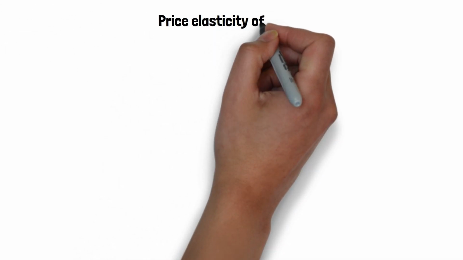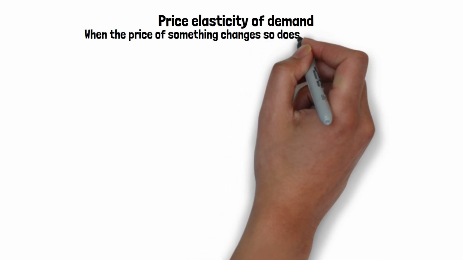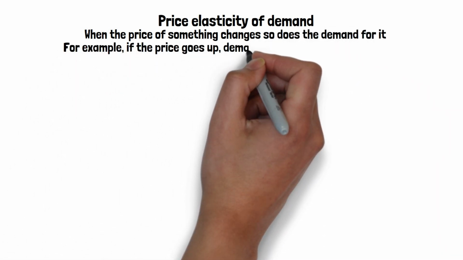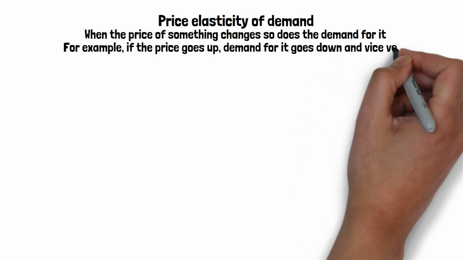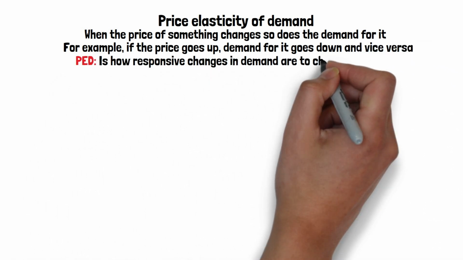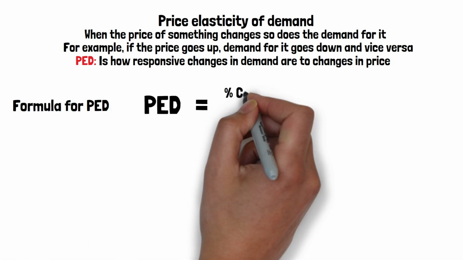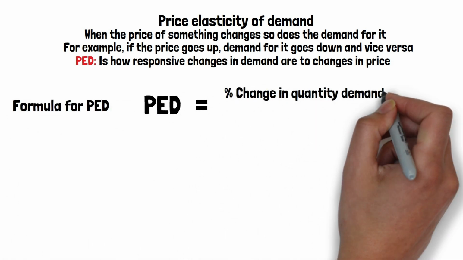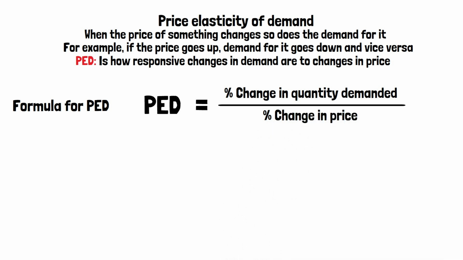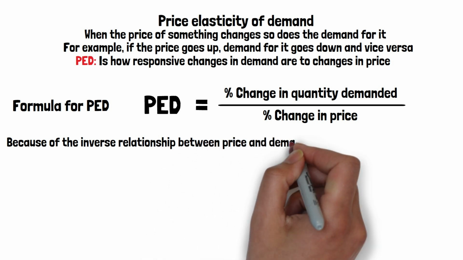So, what is price elasticity of demand? When the price of something changes, so does the demand for it. For example, if the price goes up, demand for it goes down, and vice versa. PED can be defined as how responsive changes in demand are to changes in price. PED has a formula, and that is percentage change in quantity demanded divided by the percentage change in price. Due to the inverse relationship between price and demand, the PED figure will always be negative.